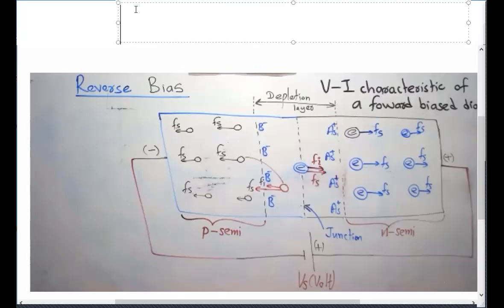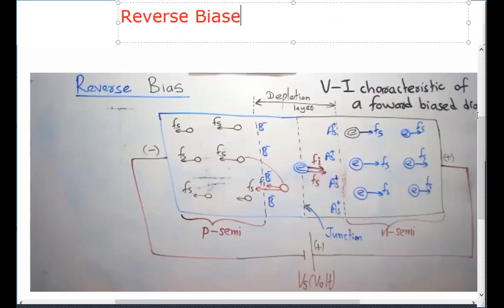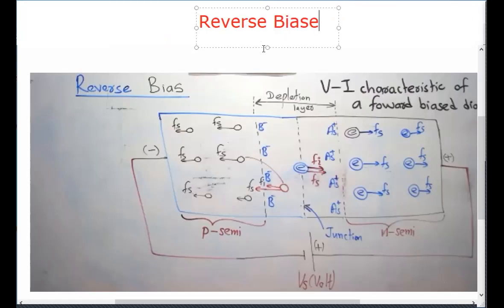When a diode is reverse biased, no current flows through the diode. That's normally how we tell it, right? Normally, no current flows through the diode. Why do you use the term normally? When a diode is reverse biased, no current flows through it normally. What is the meaning of normally?